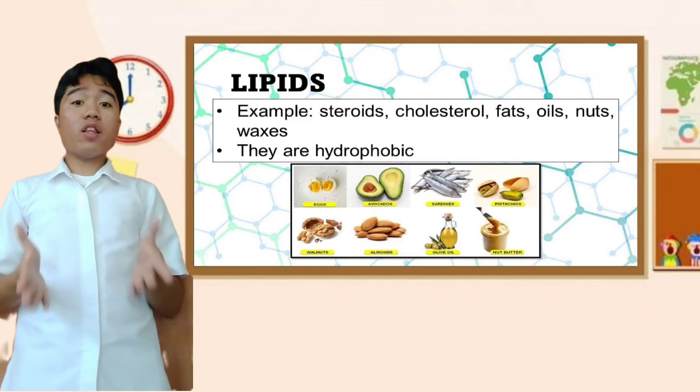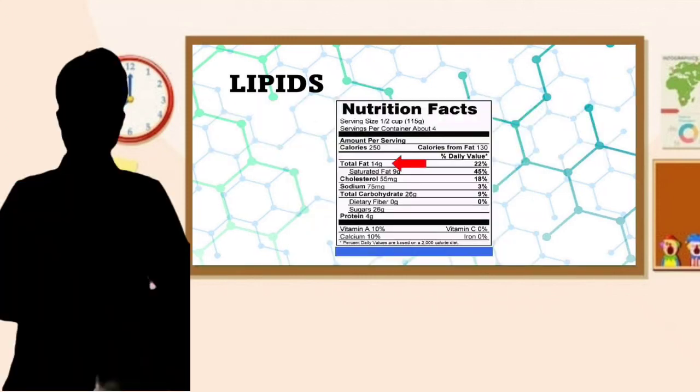Lipids can also be found in nutritional facts, and they are important in our body also, but they should be taken in moderation. We have two forms of lipids, the saturated and the unsaturated. Saturated are those with single bonds, and the unsaturated are those carbons that are not saturated with hydrogen and they have double bonds. And that is all about the biomolecules and their types.